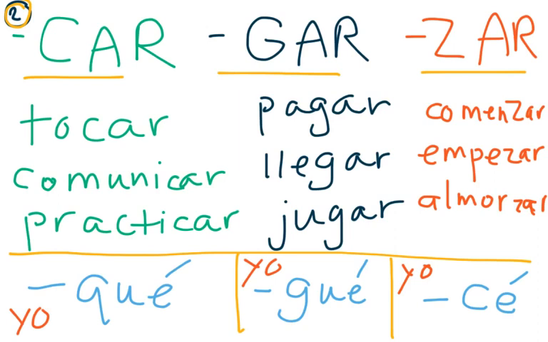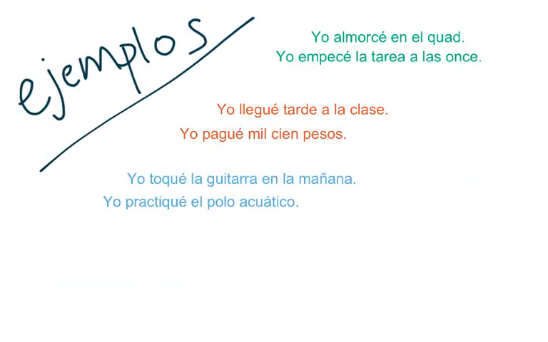So CAR verbs will go to QUE, Q-U-E endings. GAR verbs will go to GUE, G-U-E endings. And ZAR verbs go to CE, the C-E endings. Let's take a look at some examples and see how this works in practice.